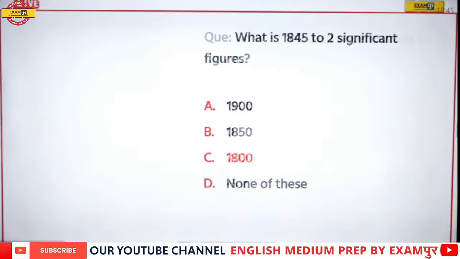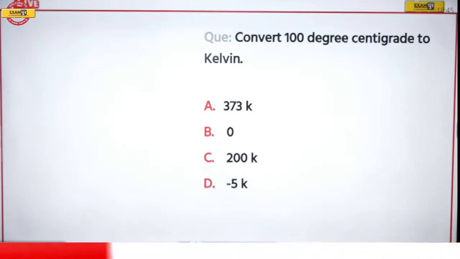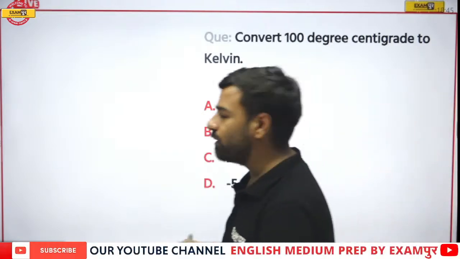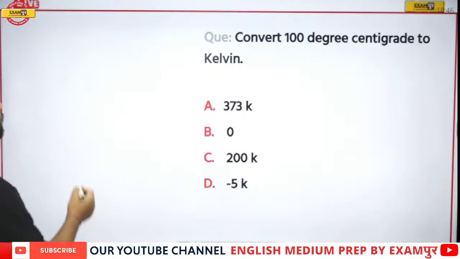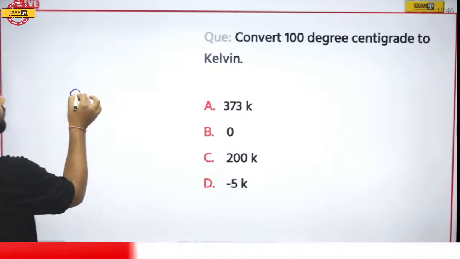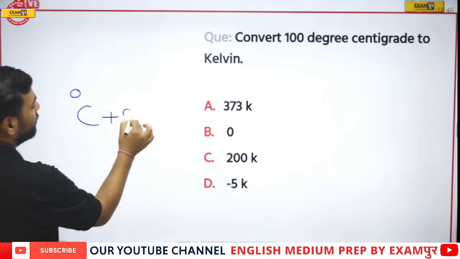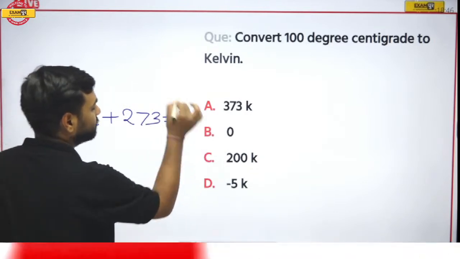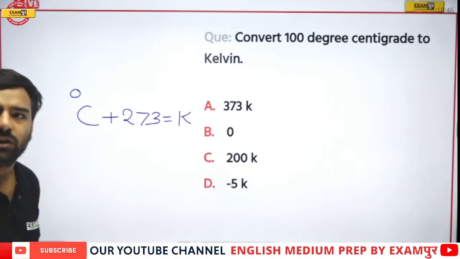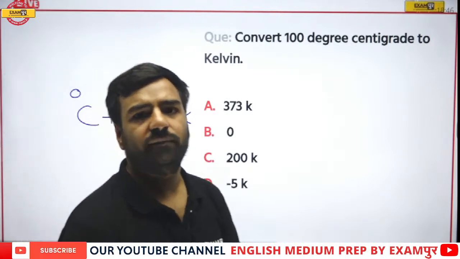Here 1850 was the correct answer. Next, you have to convert 100 degrees centigrade to Kelvin, and this is a simple one. We discussed a formula. Remember what it was? When we are talking about the conversion, degree centigrade can be converted into Kelvin by just adding 273, and I'll tell you the exact value. It is actually 273.15.